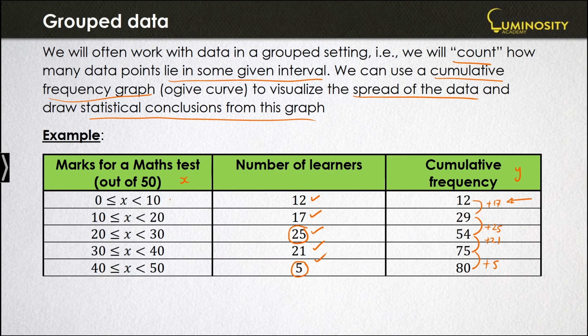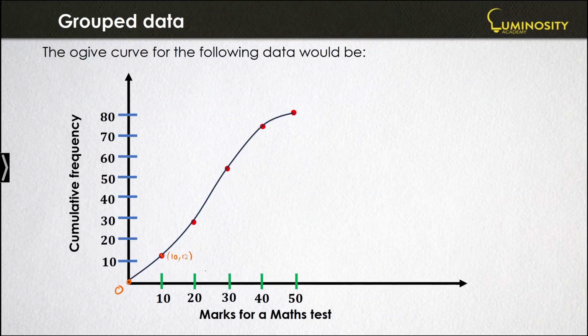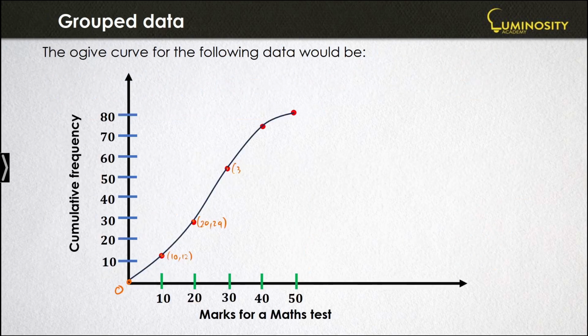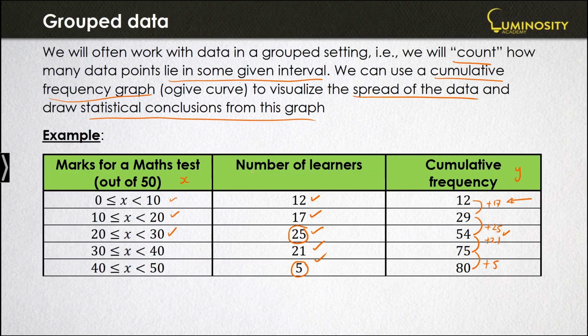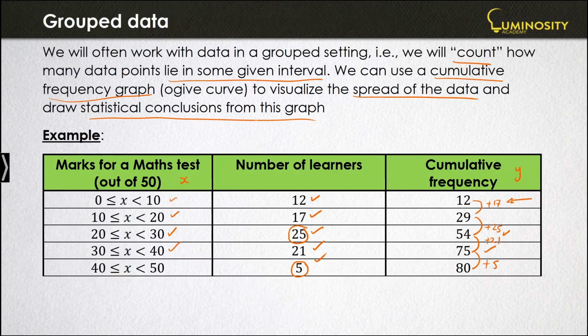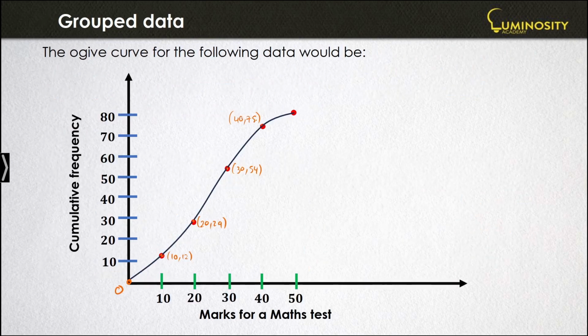Next, you look at the endpoint here, which is 20, and the cumulative frequency is 29. So 20, 29. Similarly, 30, and it's going to give you 54 as the coordinate. And then you're going to have 40 here as your endpoint, 75. So at 40, 75, that's that coordinate over here. And then lastly, 50 and 80. Now we can draw a lot of statistical conclusions from this ogive curve.